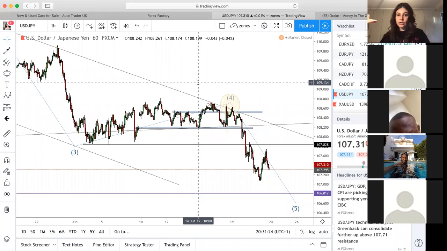If it does break, don't buy it. You wait for the retest, right? Don't be this person that sees a breakout, buys it, gets stopped out because it comes back down and then it shoots up. Don't be this person. Wait and be patient for the retest, right?